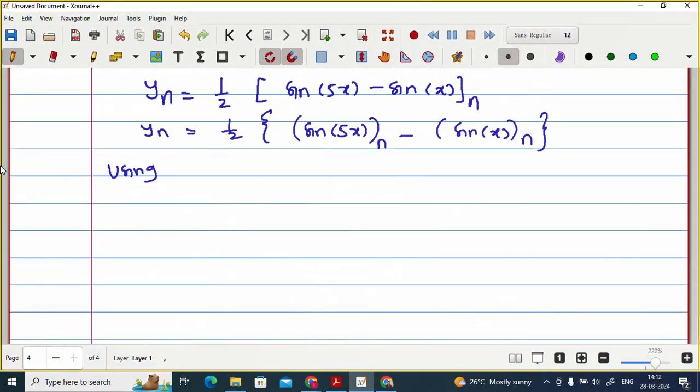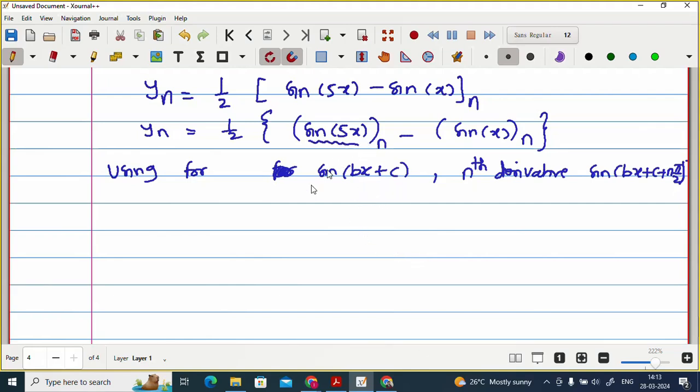let us write it using the formula. For sin of bx plus c, the nth derivative is, what is the nth derivative? Sin of bx plus c plus n pi by 2. So if you compare this first term, what is b there? bx plus c means b will be 5, and c is 0, 5x plus 0 you can say. So c term is 0 for this.